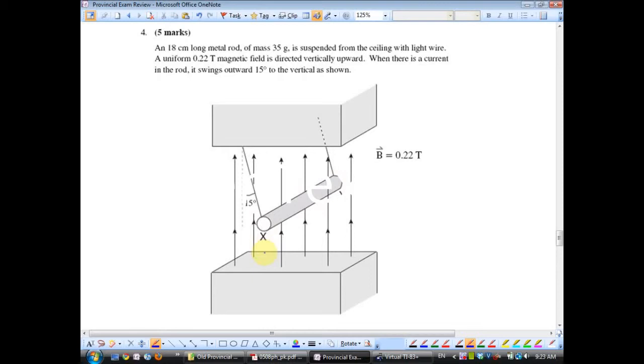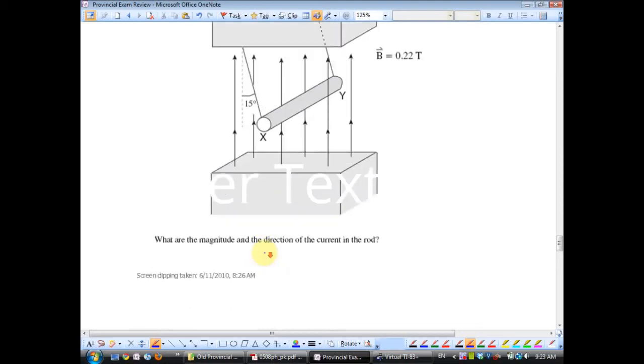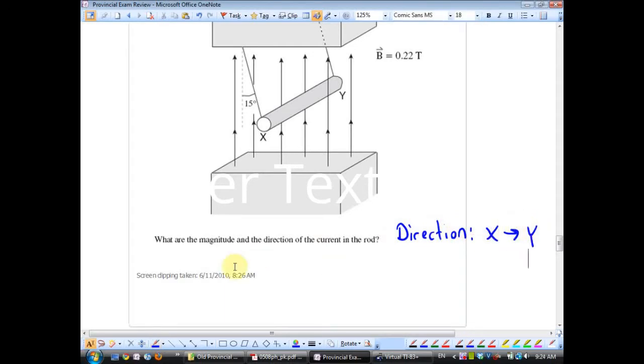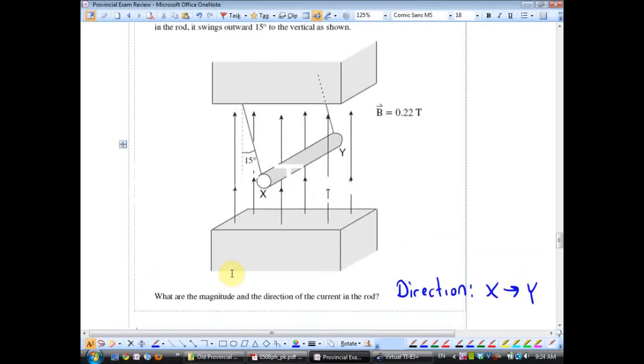They're telling you the force is that way. Magnetic field is up the page, so my palm is pointing to the right. My thumb is pointing this way. I think from X to Y must be the direction of the current. So the direction, X to Y. Then the question is, how big?